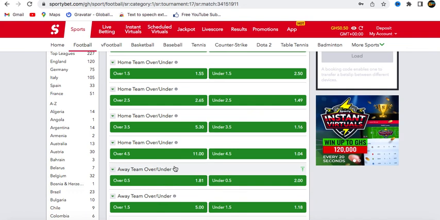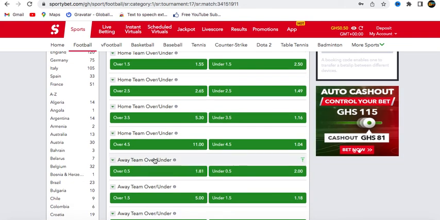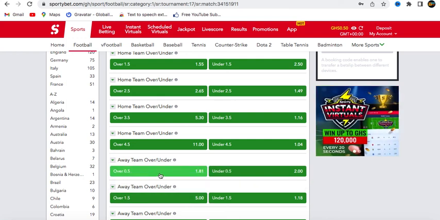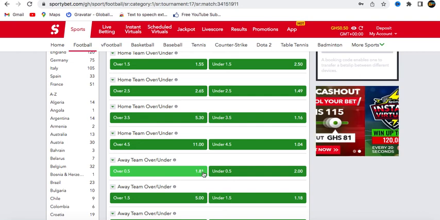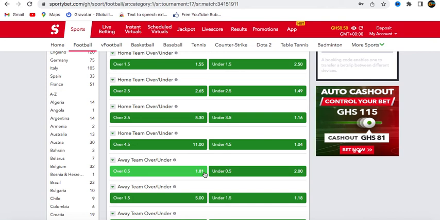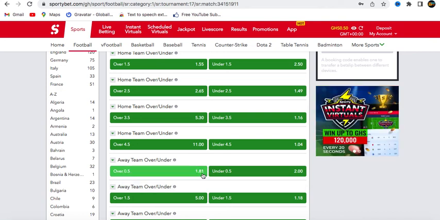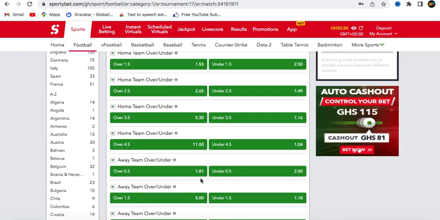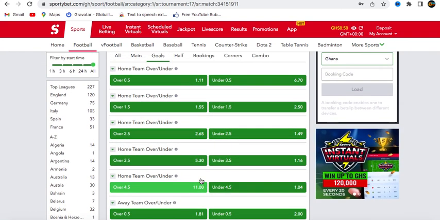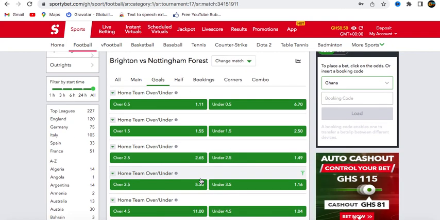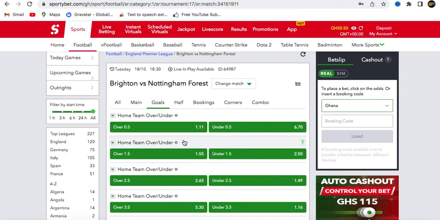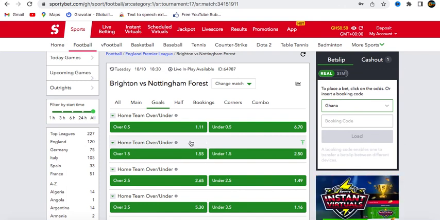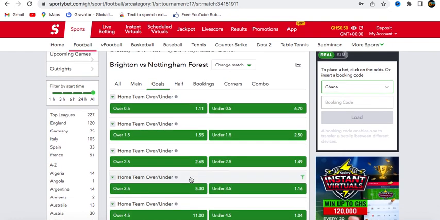So when you come down to the away team, you find away team over and under. You can see that over 0.5, that is 1 goal for away team, is 1.81. And it is perfect for the away team to score 1 goal. So the correct score for this match is 2-1 against the away team. The home team scores 2 goals and the away team scores 1 goal.